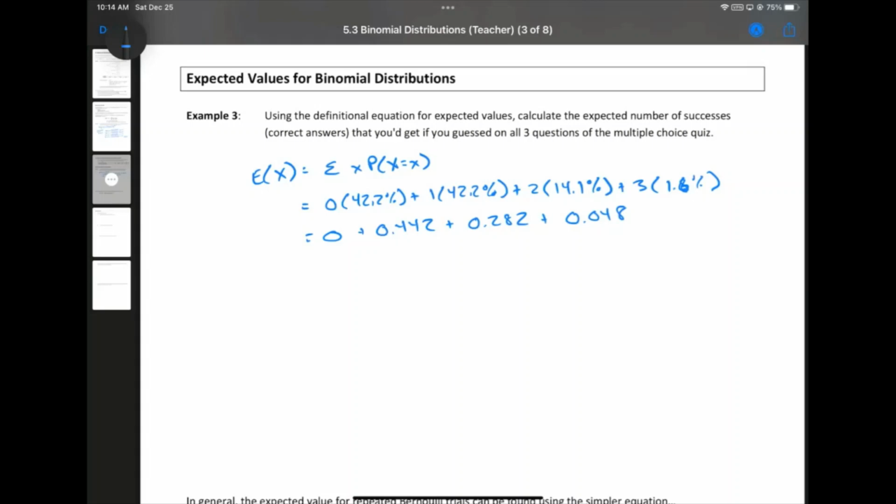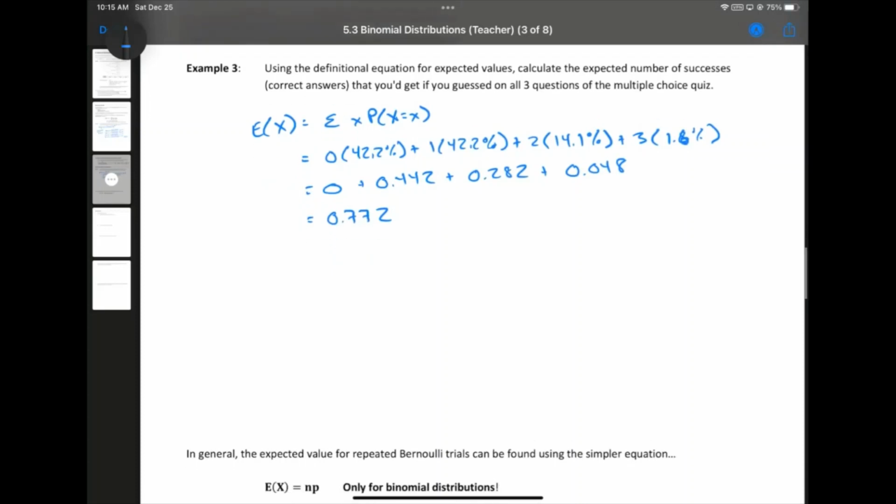0.048. And I get 0.772. So if I did this experiment, I'd expect to get 0.772 questions correct.